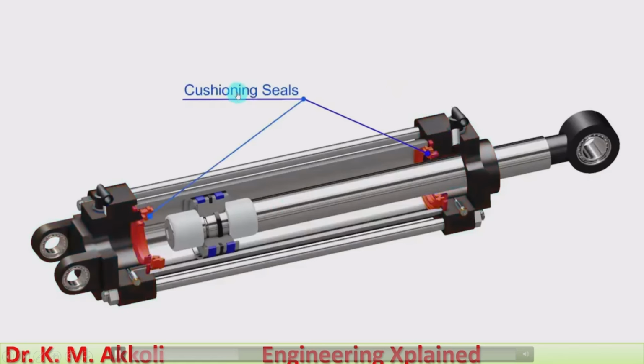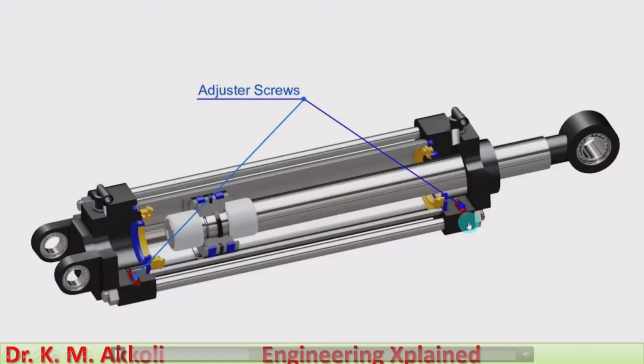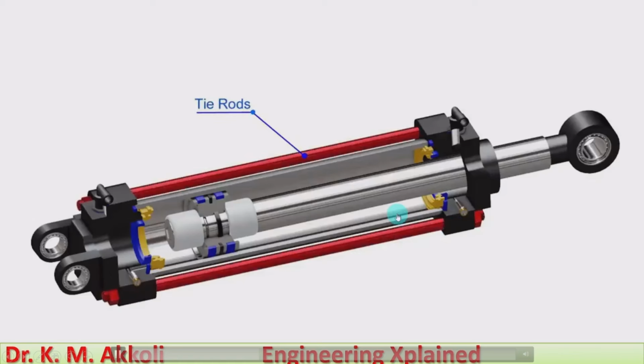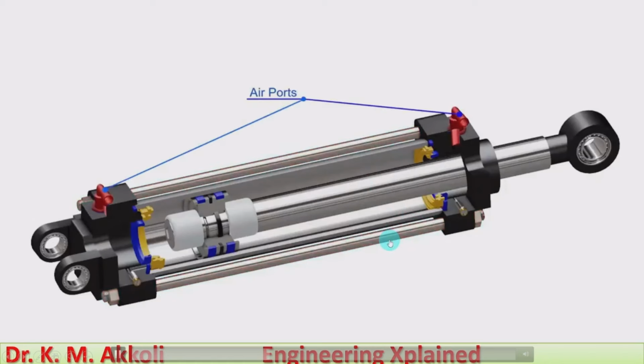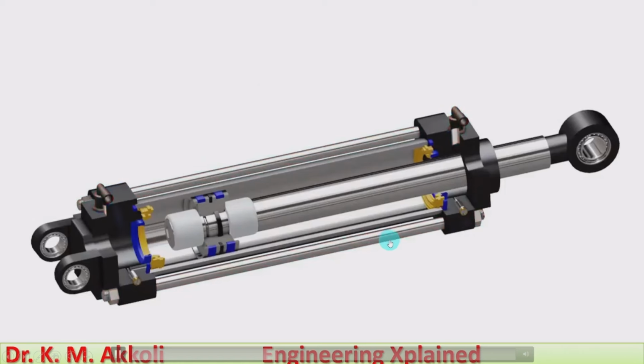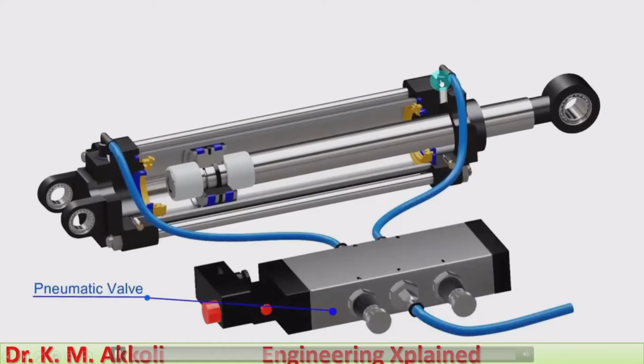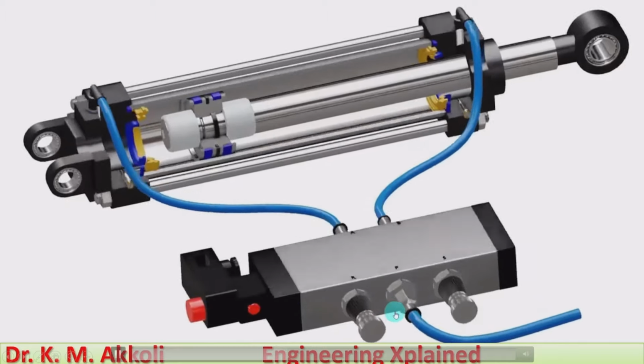On both sides, cushioning seals are provided in order to buffer the rod forces, and piston screws are provided for cushioning optimization at the end. It is held together, assembled by using the tie rods, which usually carry both compression and tension, and the two air ports are connected. This cylinder is operated by the pneumatic valve.